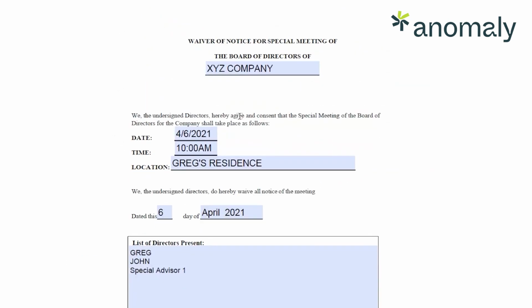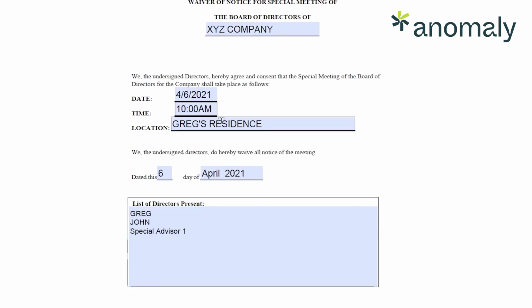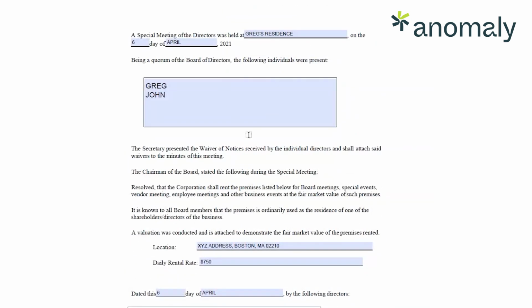And for implementation purposes, we're saying, okay, with something like this, the board should formally adopt this. So we're saying, hey, there's a special meeting of the board that happens one time. This happened in April at Greg's residence with the following directors and advisors that were here for XYZ company. And we're waiving notice, meaning we're not publishing a notice to all shareholders about this. We're having a special meeting of the board. And then finally, we put these minutes together here.